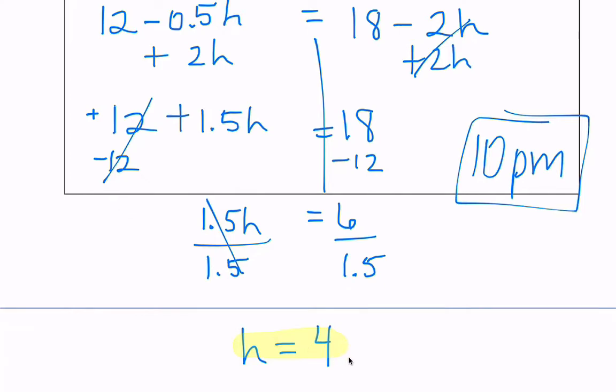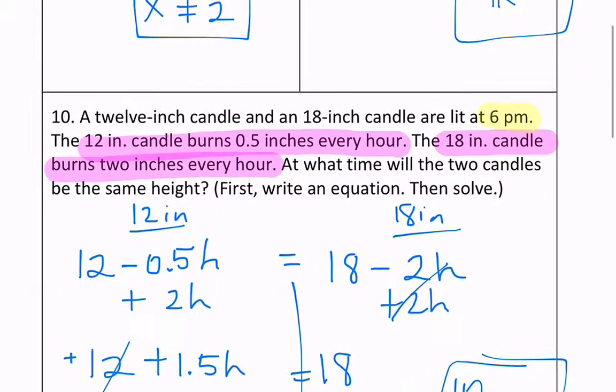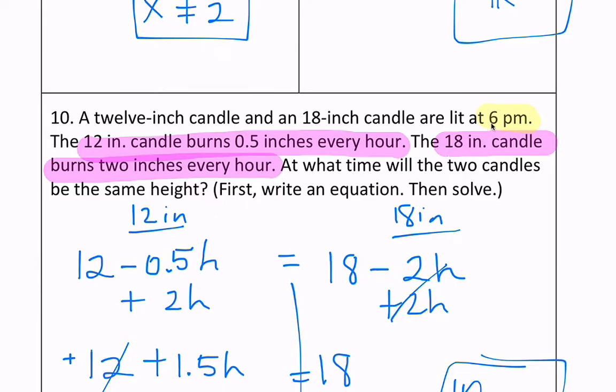One more time. It's going to take 4 hours for them to become the same height after we light them. So 4 hours after we lit them. Well, we lit them at 6 o'clock. So 6 plus 4 gives us 10.